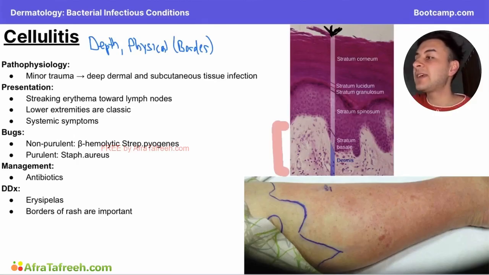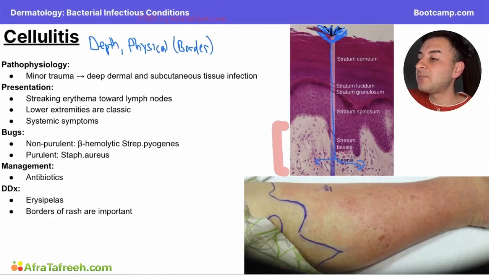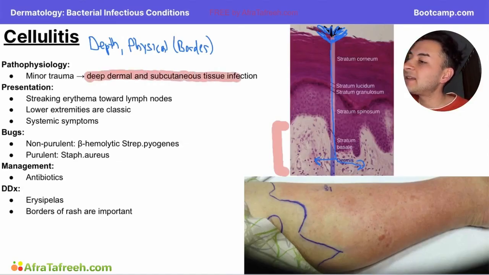And what happens is we have some sort of superficial trauma up at the top here near the stratum corneum. This could be a bug bite, this could be a sting, this could be a nick, this could be a little scratch. Just about anything that breaks the surface of the skin is going to allow bacteria to seed. And what happens is that bacteria moves all the way down to this dermal layer, and that's where it infects. And that's key because they like to ask about the layer that is infected. So I'm going to highlight that for you here, deep dermal and subcutaneous tissue infection.